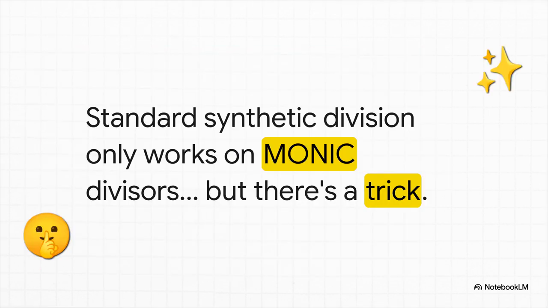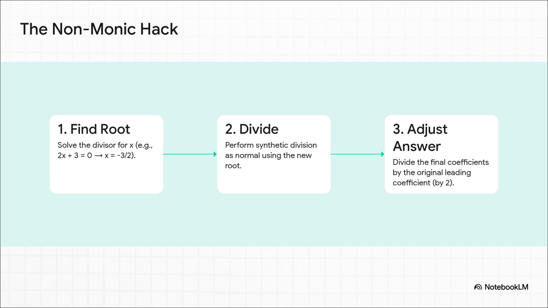Now, pretty much every textbook and teacher will tell you that synthetic division, the power drill, only works on those simple monic divisors. And for the standard method, that's true. But there's a trick. Check this out. It's a 3-step hack. Step 1, take your non-monic divisor, like 2x plus 3, and solve it for x. Yeah, you might get a fraction. That's okay. That's your new root. Step 2, just do synthetic division exactly like you normally would, using that fraction.